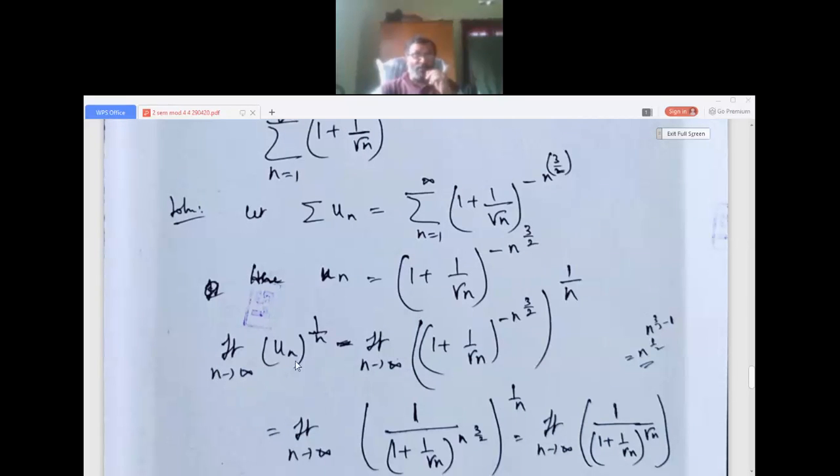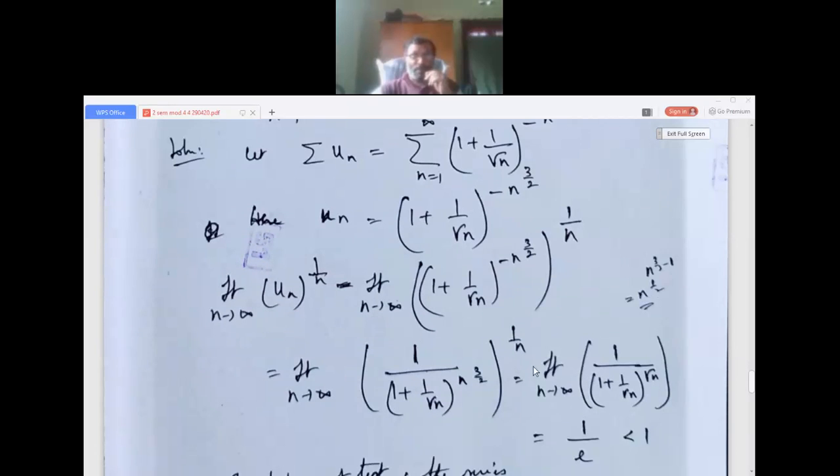Limit n tends to infinity un power 1 by n. So here, see what I have done. This can be written as c minus. So a power minus n can be written as 1 by a power n, you know, by indices. Limit n tends to infinity 1 by 1 plus 1 by root n power 3 by 2 power 1 by n. 1 power anything is 1.